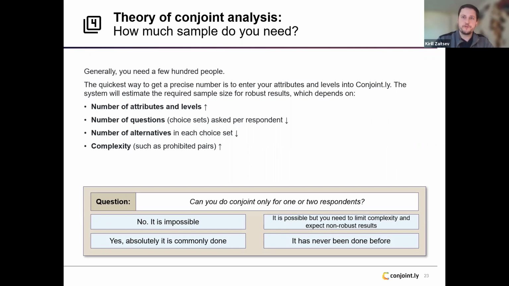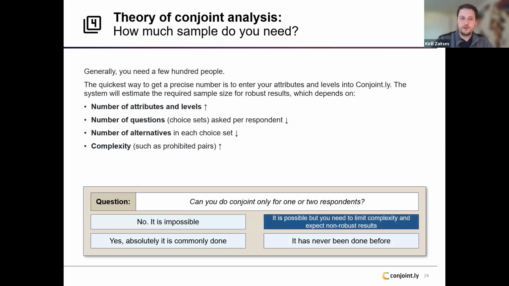And maybe I'll just share here that it's not the 2 extremes. So it is possible, but it needs to be limited in complexity, and you can expect fairly directional or non-robust results. Generally speaking, it's quite rare.